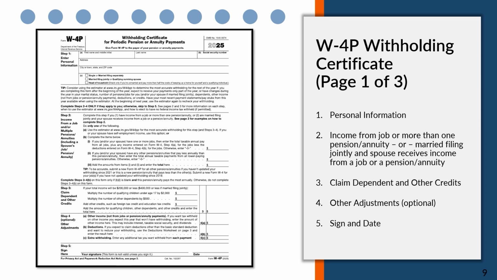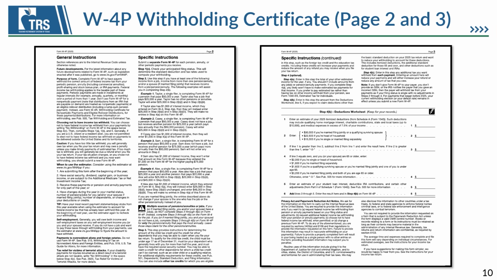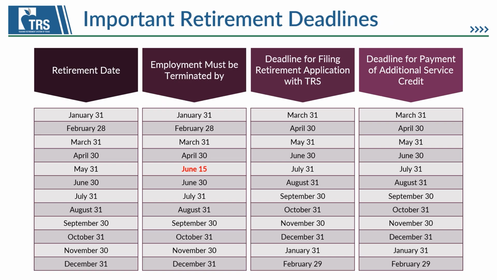status with no adjustments. Pages 2 and 3 of the W-4P are instructional and do not need to be returned to TRS. Page 3 contains a deduction worksheet to assist in calculating withholdings that you may keep for your records. Now let's take a look at important deadlines when it comes to your retirement with TRS, starting with your retirement date. Retirement date will always be the last day of the month in which you choose to retire, even if you terminate employment earlier in the month.